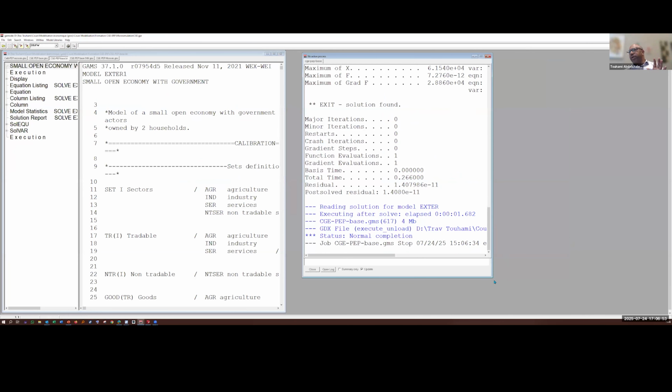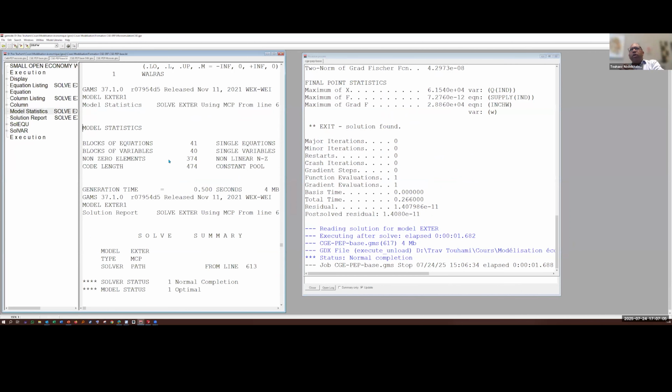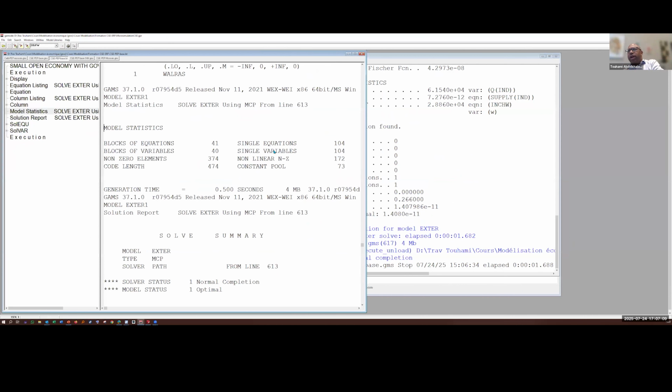Do you see the results, please? Okay. Yes, you see here we have the solution, and we have all the results we need to see. The model, just to be sure, is a square, with single equation, single variable, and all things is good.